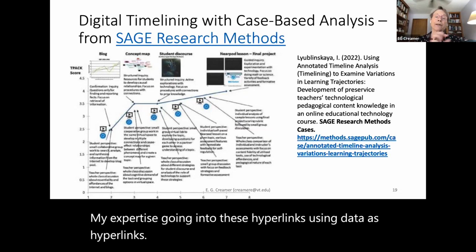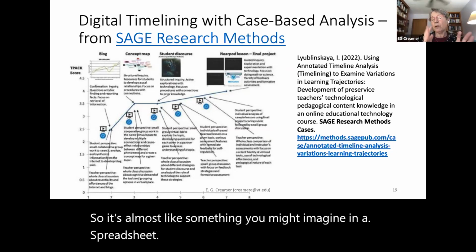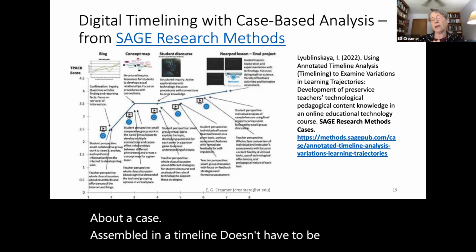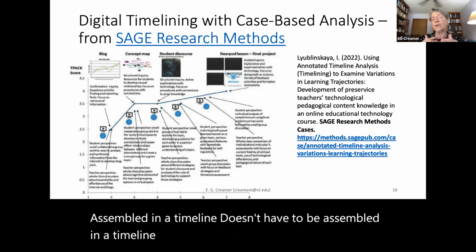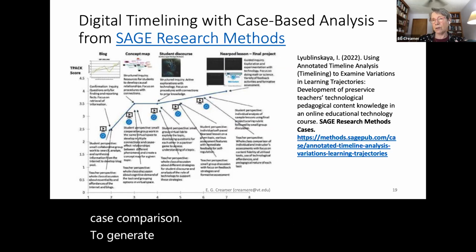So it's almost like something you might imagine in a spreadsheet. So most importantly, it's diverse data about a case assembled in a timeline, though it doesn't have to be assembled in a timeline. And then it is used when you do a cross-case comparison to generate new insight.